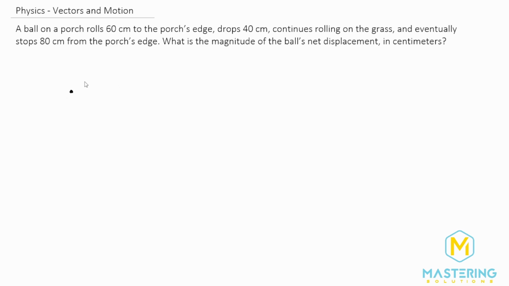They say the ball starts right here and it rolls 60 centimeters. Everything is going to be in centimeters, so it's okay to stay in centimeters. You don't need to worry about converting it to meters. Then they say it drops off the porch edge 40 centimeters. So we'll go 40 centimeters. And then it continues to roll in the grass and eventually stops 80 centimeters from the porch's edge. So from here, it then rolls 80 centimeters and it stops right there.